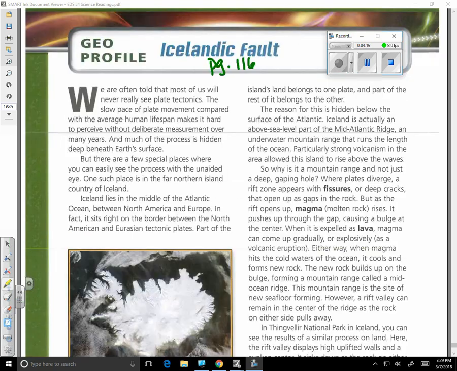The reason for this is hidden below the surface of the Atlantic. Iceland is actually an above sea level part of the mid-Atlantic ridge, an underwater mountain range that runs the length of the ocean. Particularly strong volcanism in the area allows this island to rise above the waves.